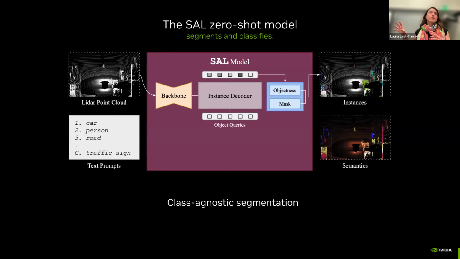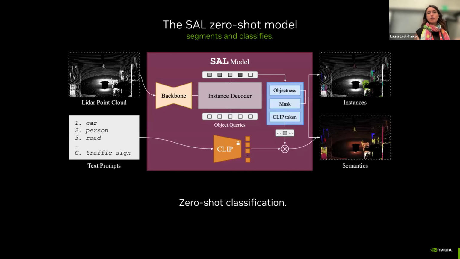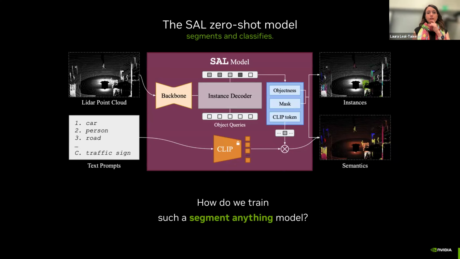Now, this gives you the instances, but it doesn't give you any semantics. The semantics come from CLIP, and they allow you to perform zero-shot classification. In order to do that, we append a CLIP token to the prediction from our object queries, which we then align with the text encoder coming from CLIP. With that, we can prompt our LiDAR scans for any category and obtain a localization, a mask of the object, and the semantics.